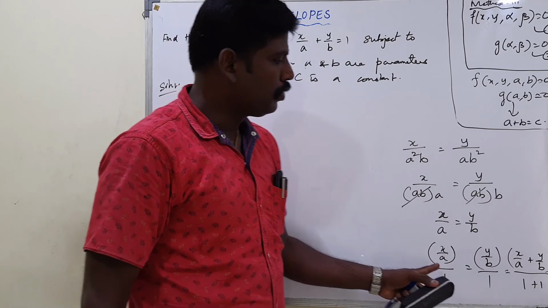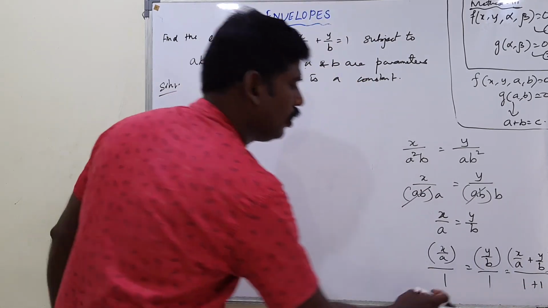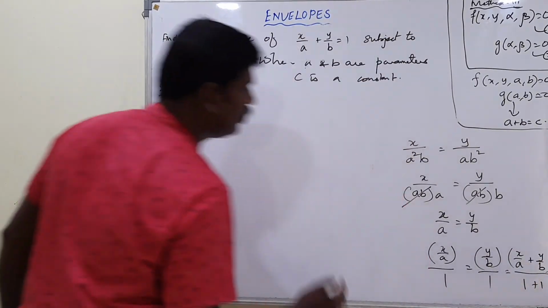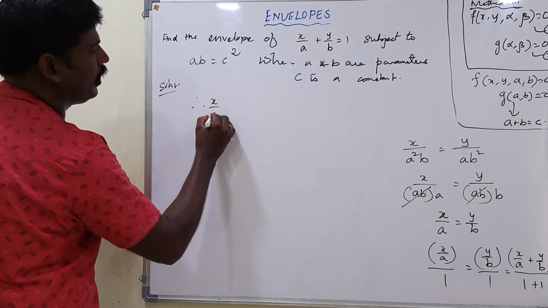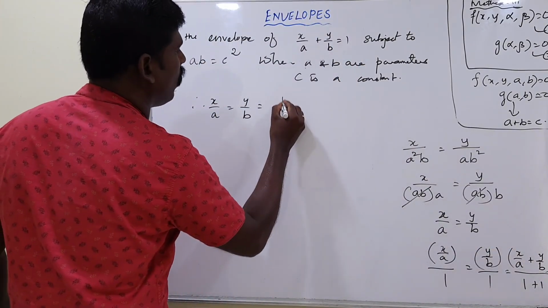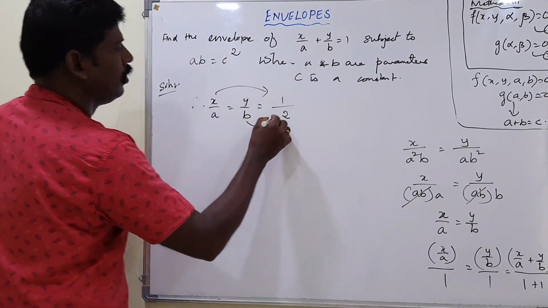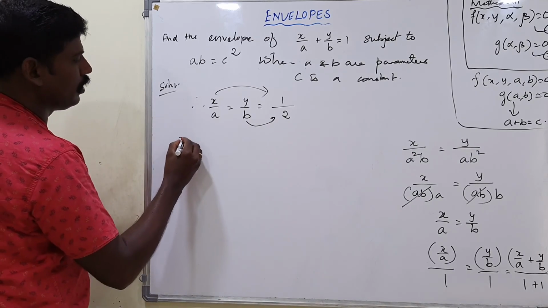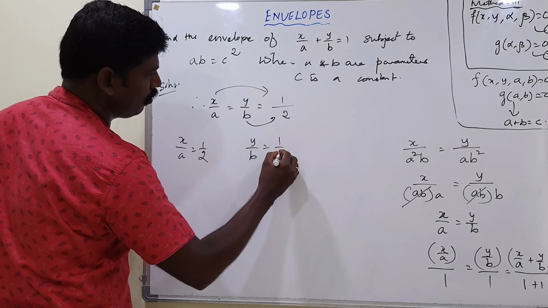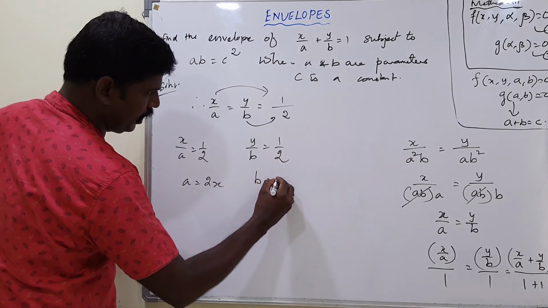Now I am going to apply the method of equal ratios. Taking the sum of these two, by adding the denominators, becomes 1 + 1 = 2. What is this value? Therefore, x/a = y/b = (x/a + y/b)/(1 + 1) = 1/2. Same like that, equating the first two to the third one. x/a = 1/2 and y/b = 1/2. What is a? a = 2x. What is b? b = 2y.